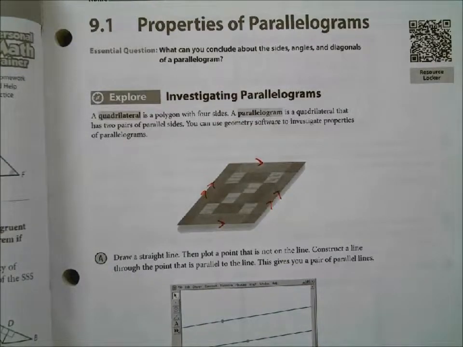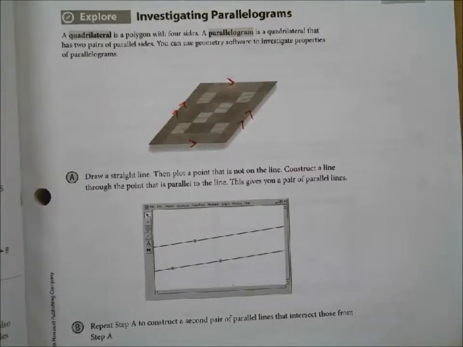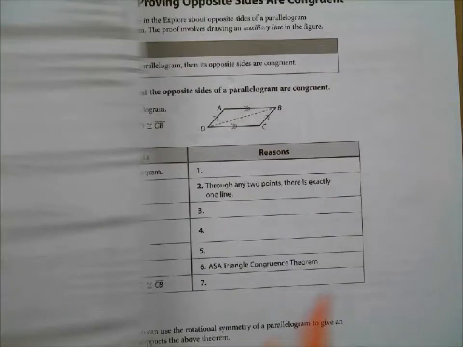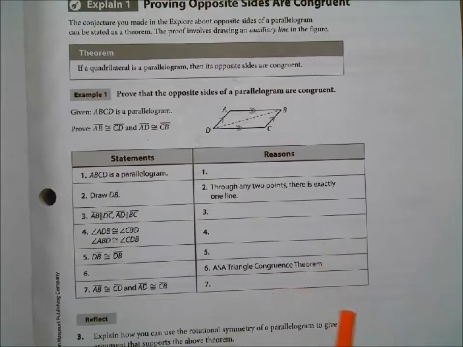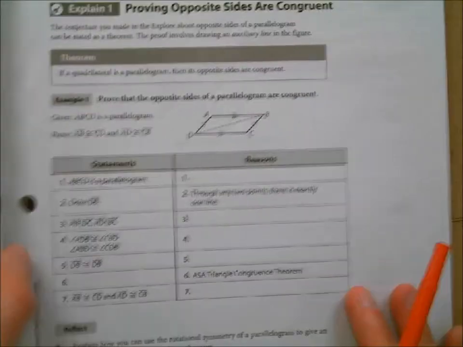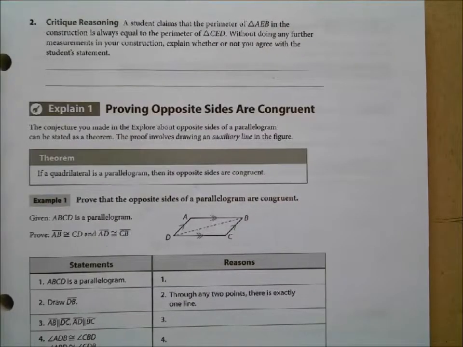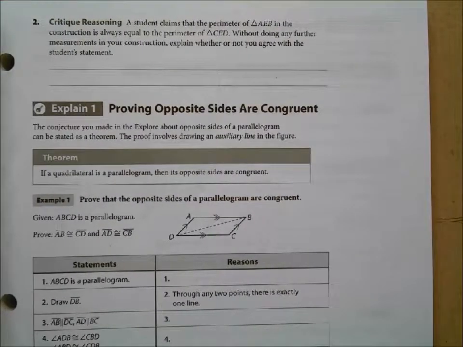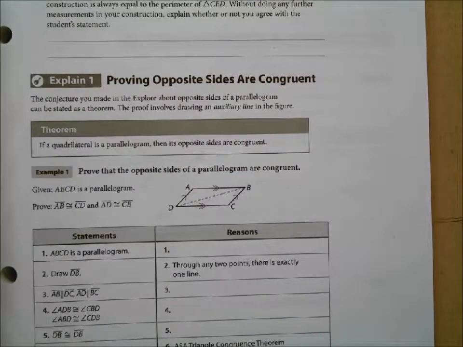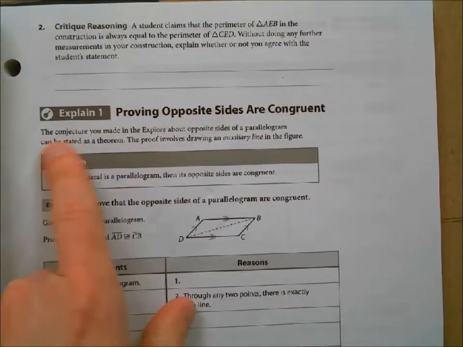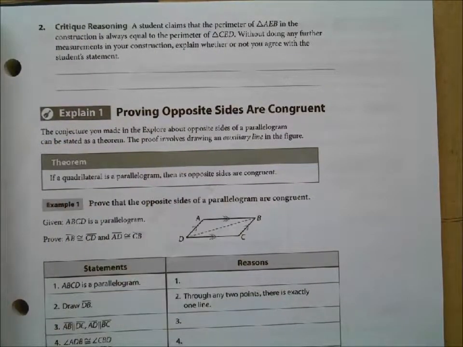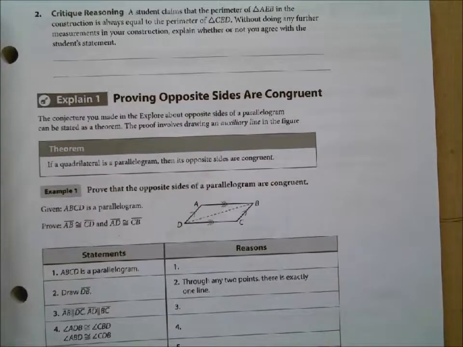I'm not going to have us go through the constructing and stuff like that. I just want to move into the actual properties, because I think it's going to take too much time. That's something maybe I should try in the future. But anyway, we're just going to work through some properties that we have here. So Explain 1 states that the conjecture that we made in Explore about opposite sides of a parallelogram can be stated as a theorem. And the proof requires drawing an auxiliary line in the figure.